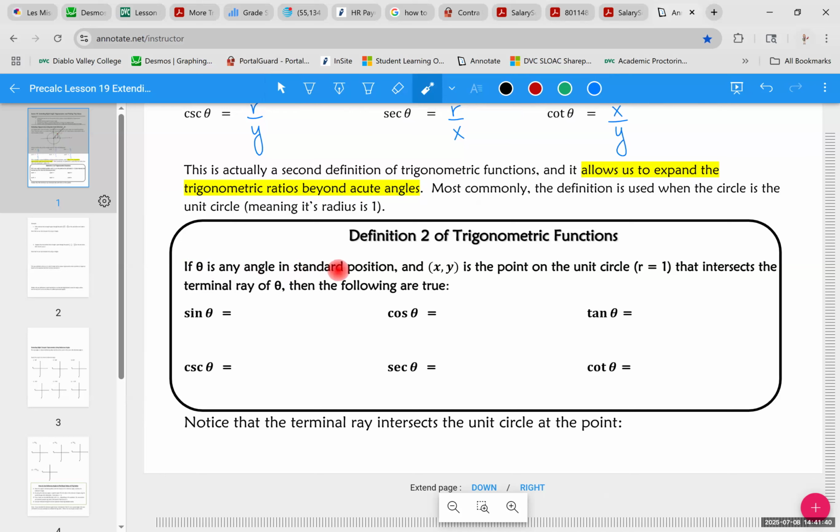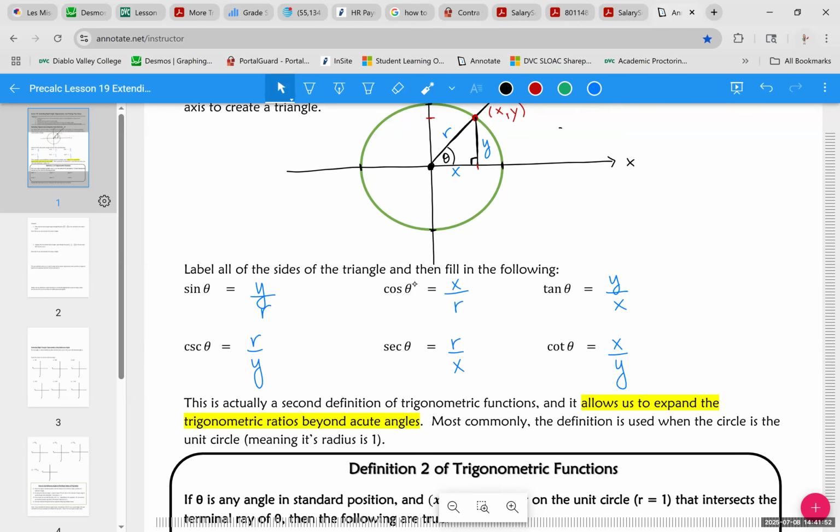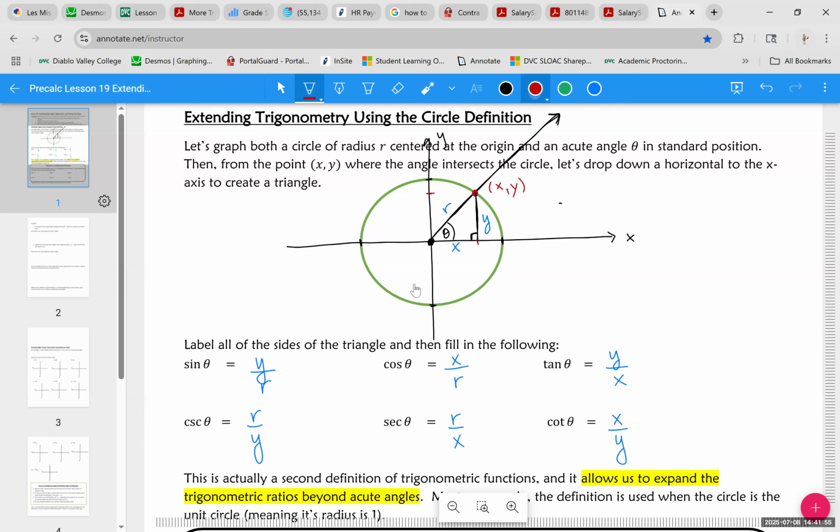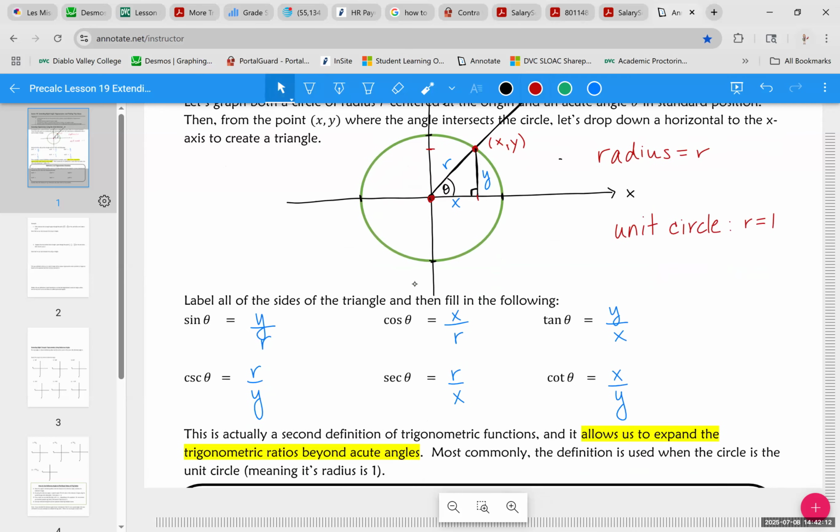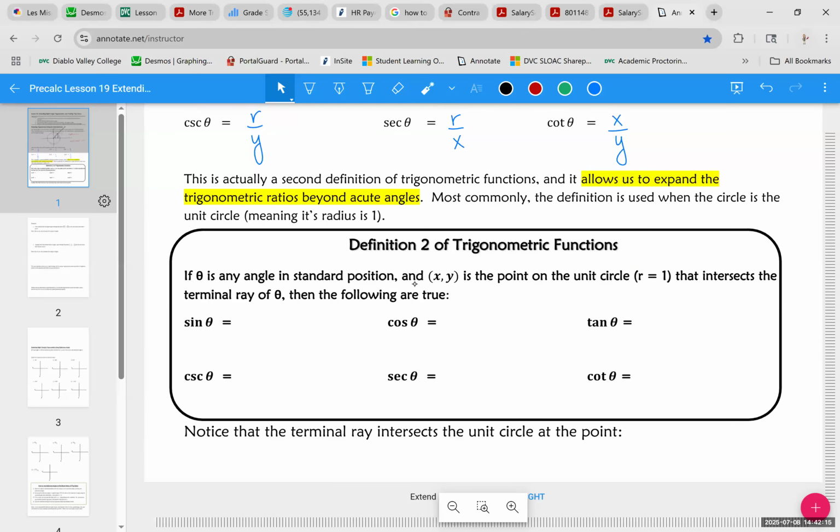If theta is any angle in standard position, it no longer has to be an acute angle inside of a right triangle. And xy is the point on the unit circle. So we made this circle here, with radius r. So for the unit circle, that's a specific circle, same location, centered at the origin. But in the unit circle, the r is 1. That's why they call it a unit, because the radius is 1. So we're going to refine this just a little in our definition here to make the radius of the circle we're talking about be 1.